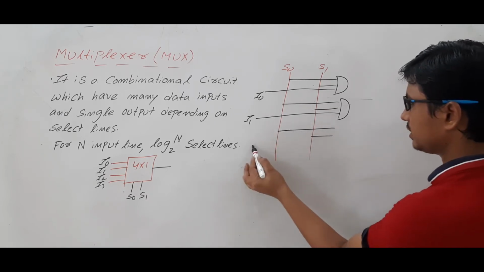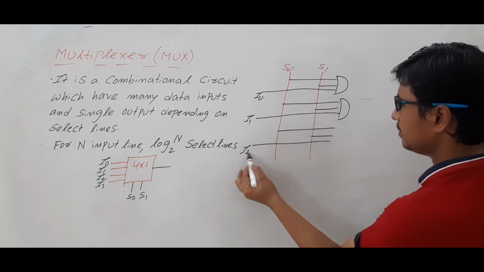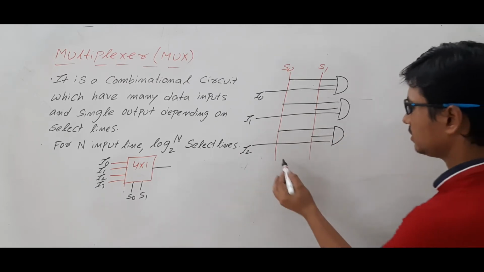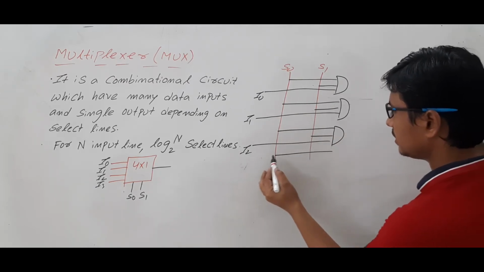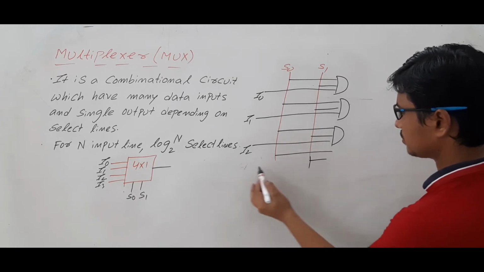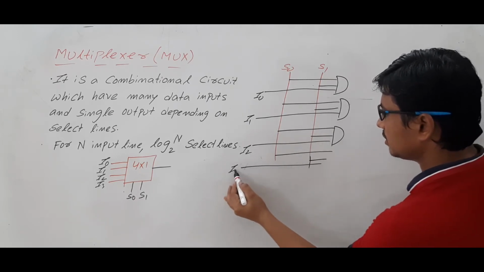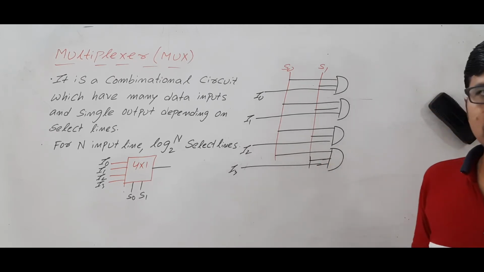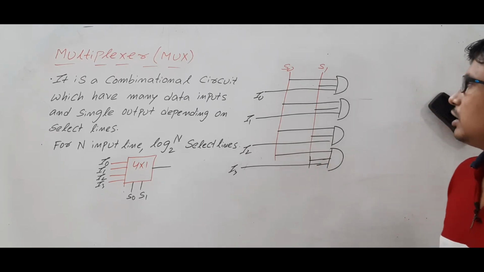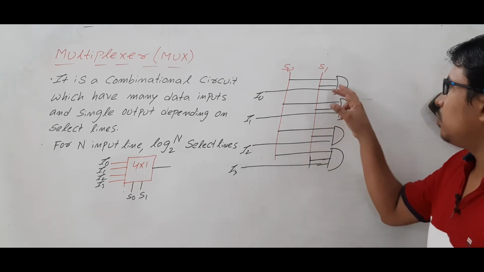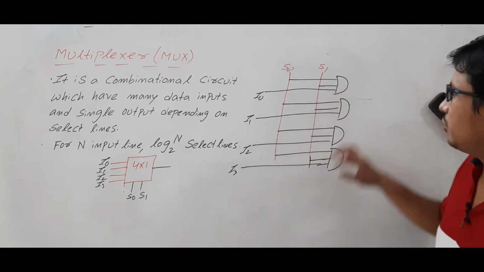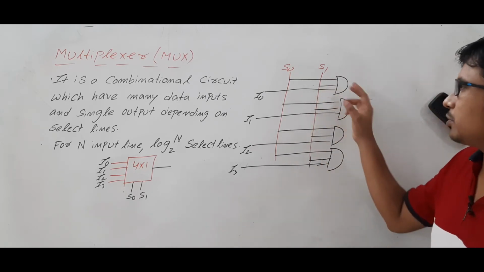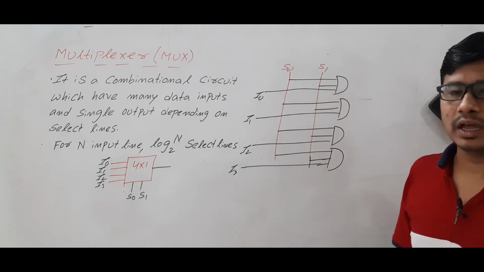S0, S1 and I2 will be given to an AND gate, and similarly S0, S1 and I3 will be given as an input to the AND gate. Okay, I hope you are following it. Now tell me one thing. What is the AND gate principle? If all the inputs are 1, then it will produce 1 as an output. Am I right or wrong?